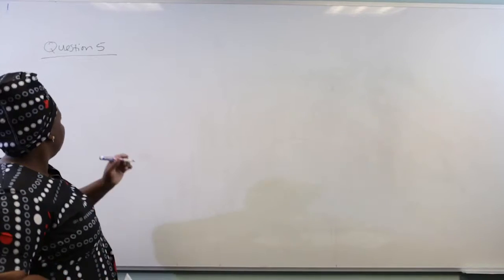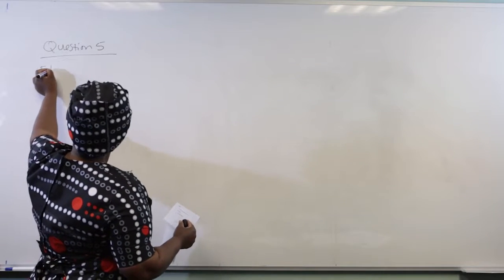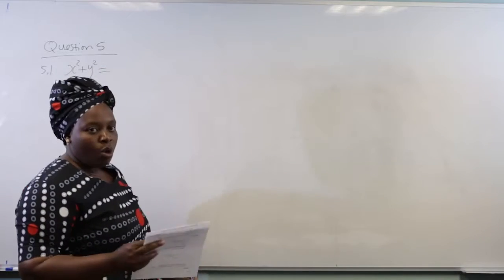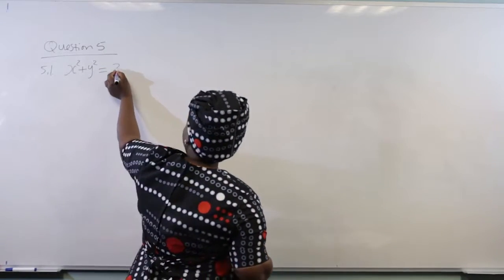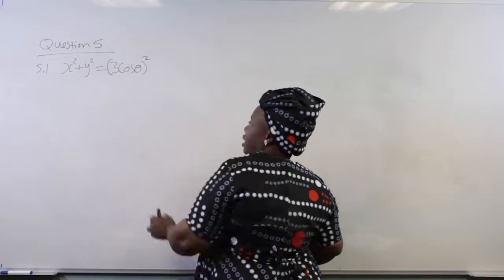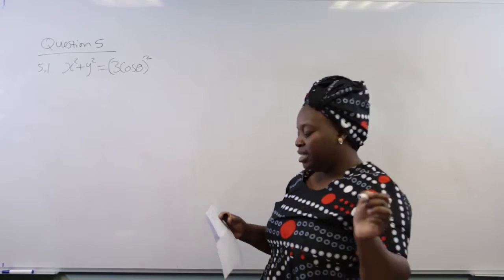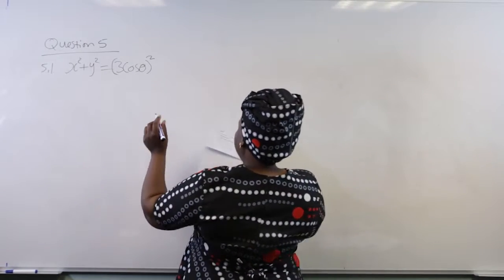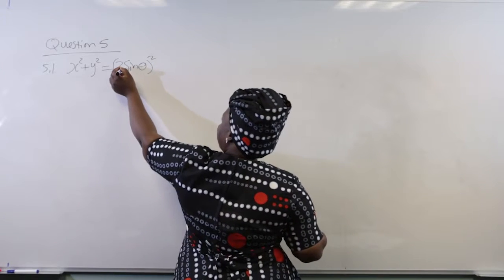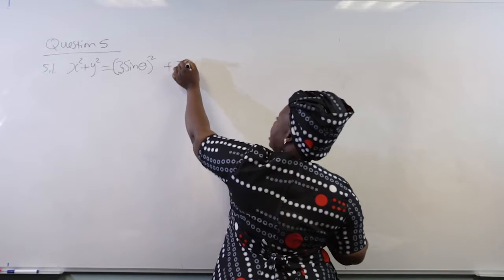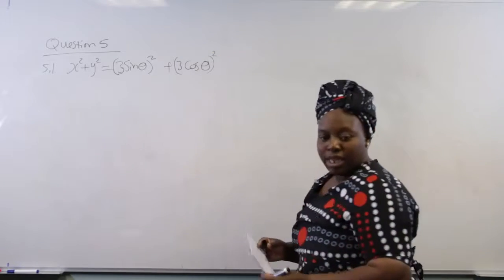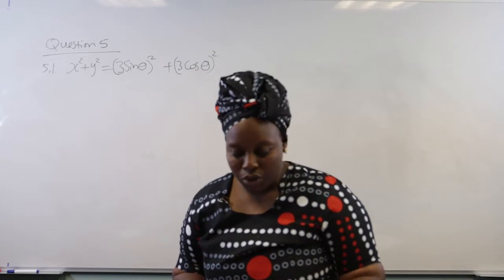So what are you going to do? It is 5.1, so you're going to write x squared plus y squared is equal to. What did they say x is? They said it's 3 cos theta. Remember this is squared, so you must square it. And x is 3 sine theta, not cos, so this is 3 sine theta, squared. And we are adding 3 cos theta, from the given information, squared. Now we need to work that out until we reach where they want us to be.